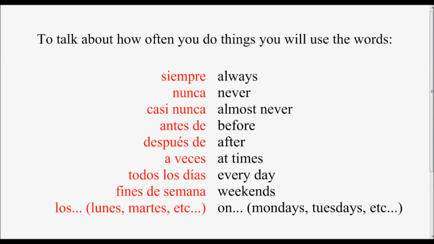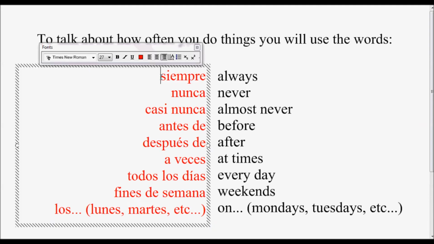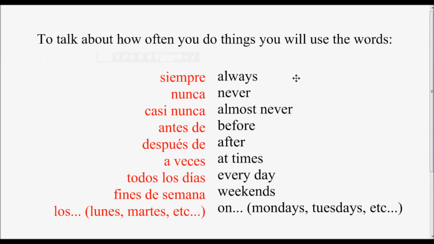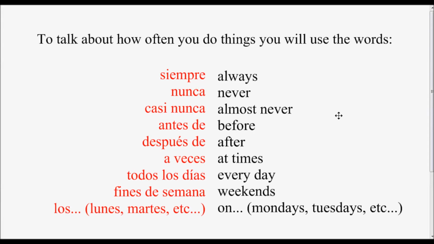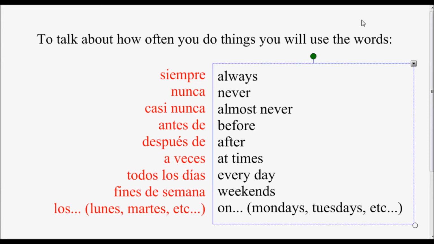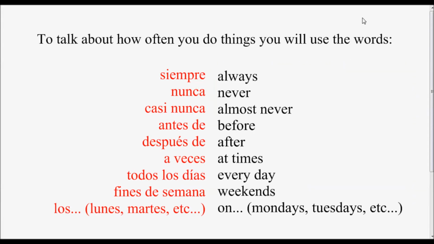So we have siempre, which means always. Nunca, never. Casi nunca, almost never. And in fact, you can use this word casi right here along with siempre to mean almost always. It works both ways. Antes de, meaning before. Después de, meaning after. A veces, meaning at times.